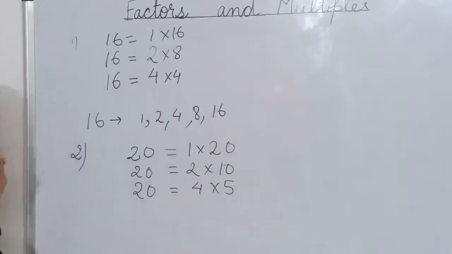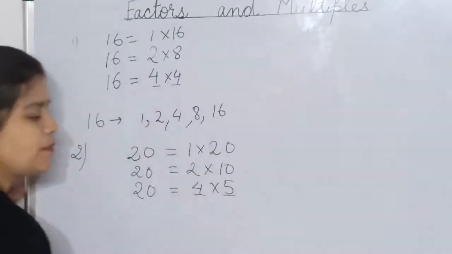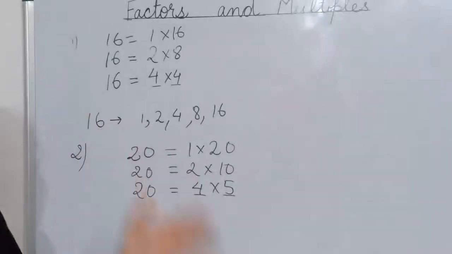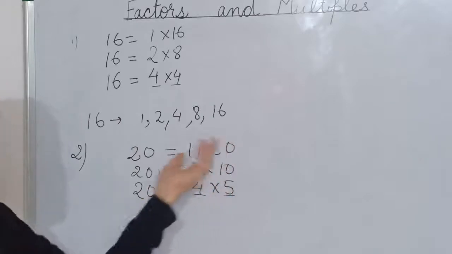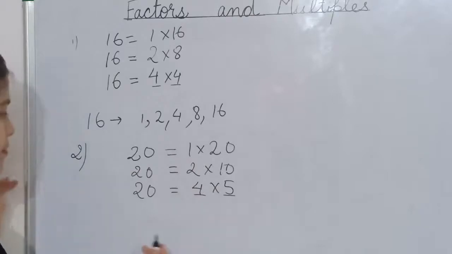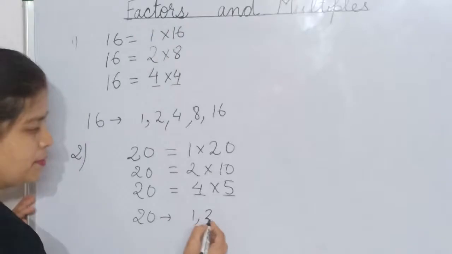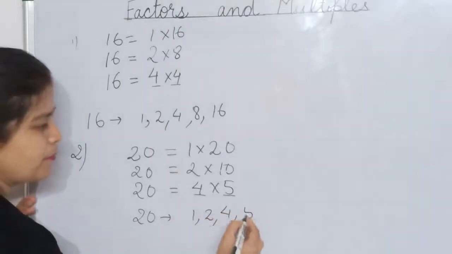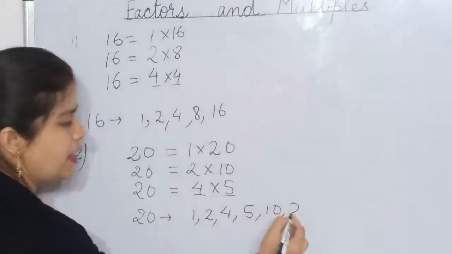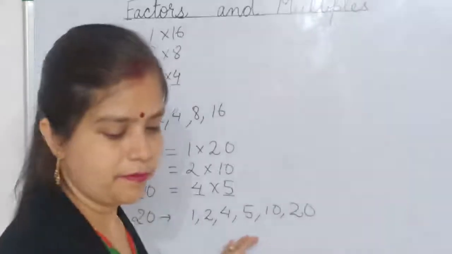When you get factors that are either equal or have a difference of 1, you stop there. Don't go further dividing because it will come the same only. 5 into 4, 10 into 2, 20 into 1. So this much only we will do, and then we will write all the factors. Factors of 20 will be 1, 2, 4, 5, 10 and 20. These all are the factors of 20.